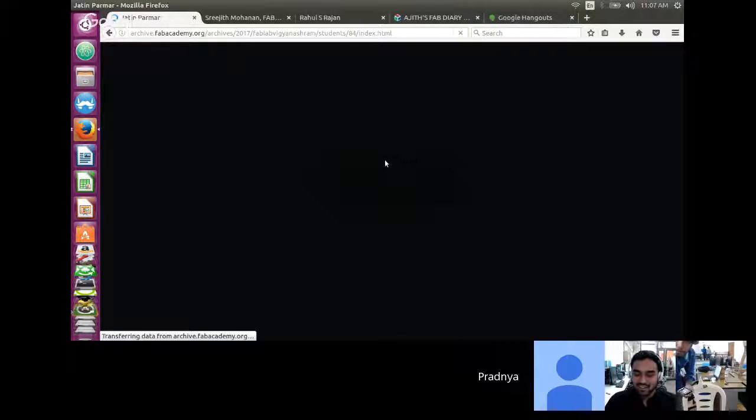Shopbot is running. Yeah, Shopbot is working. No, right now it's the Modela.